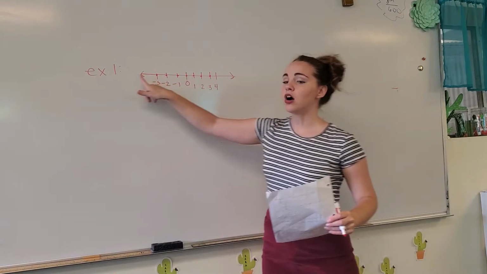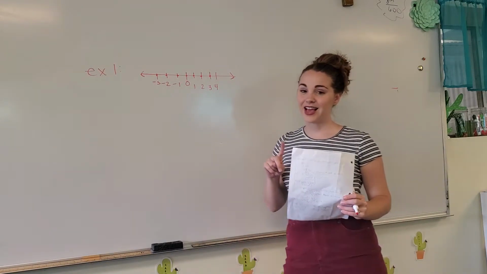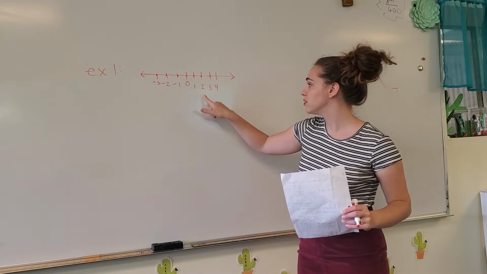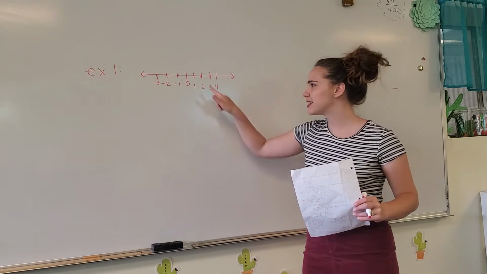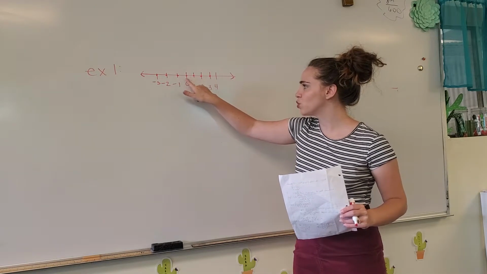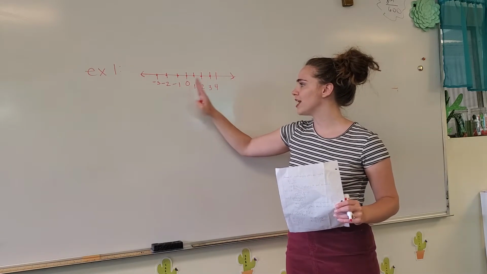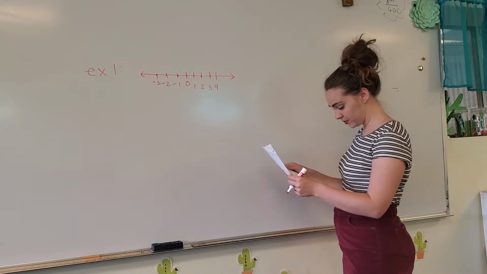Why didn't I just draw a line? Think for a second. Yes, that's right, because this is not an integer. That would be like 2 2/3, or 2.7, right? That's not an integer. Only the actual numbers are integers. So we have to draw the dots right on the numbers. Okay, so that's number 1.